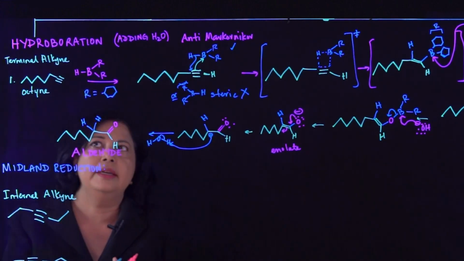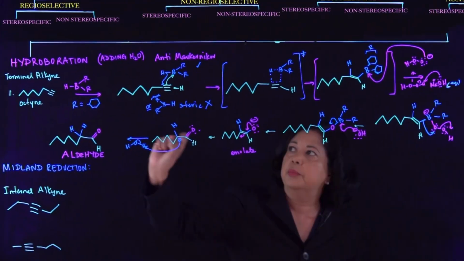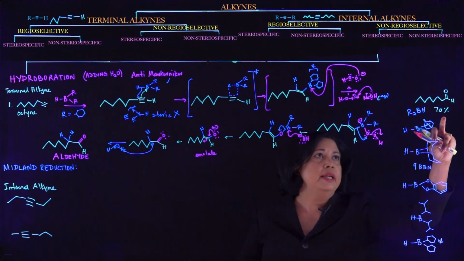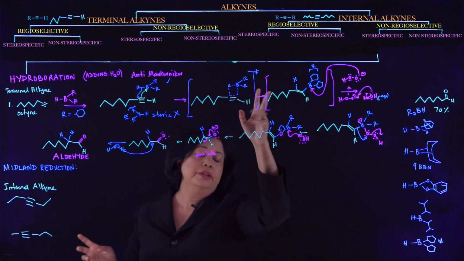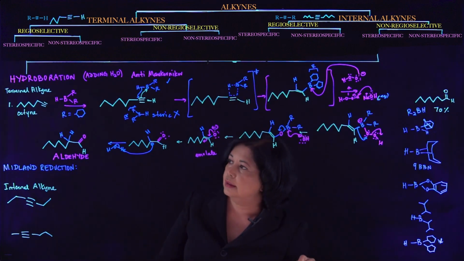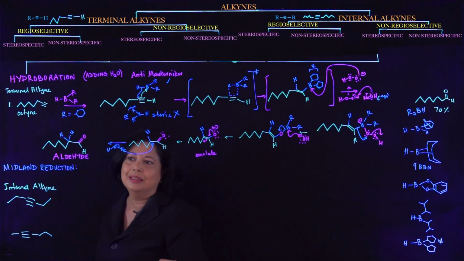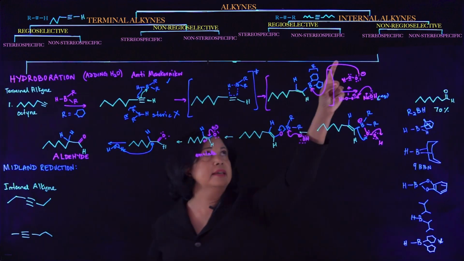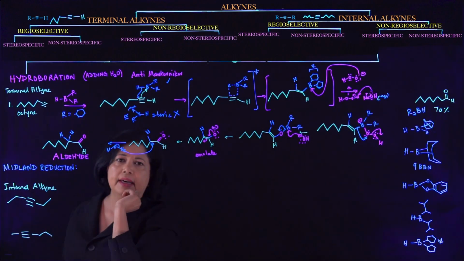Okay, and when you used octyne and this borane, you got 70%, which is pretty decent. Your side products can be from the other regiochemistry and so on. But this is your major product, aldehyde. What would happen if you had internal alkynes? If you had internal alkynes, would you get an aldehyde, you think?